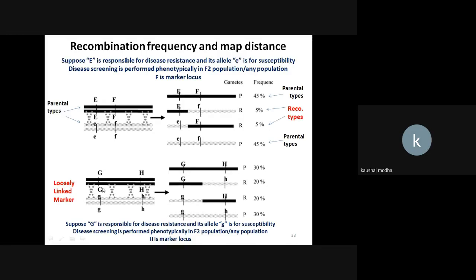But now you can see here H is far away from G, so many recombination events are possible between them. Because of that, we'll find a higher number of recombinants. Here it is 40%, so the distance is 40 centimorgans. So it is a loosely linked marker, or roughly it is very close to an unlinked marker. So we try to find markers which are much closer to the gene. Theoretically, the distance must be 1 centimorgan or less for effective marker assisted selection.